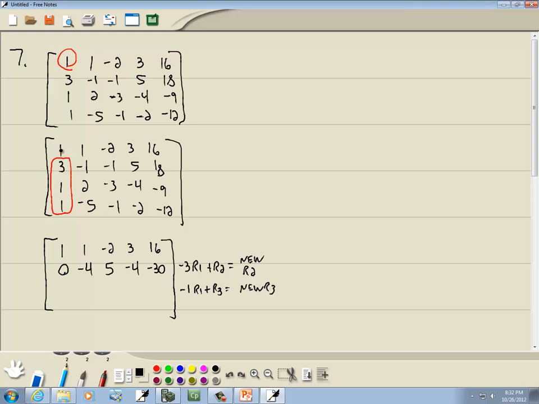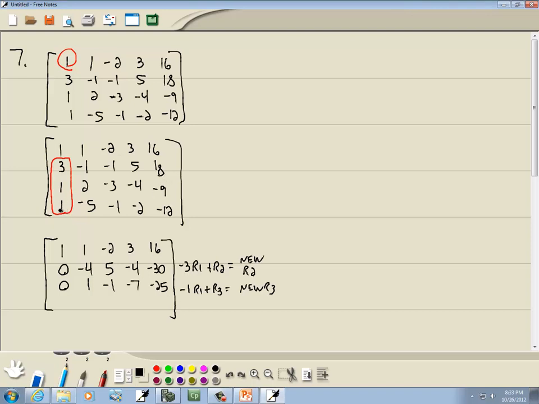Negative 1 times 1 is negative 1, plus 1 is 0. Negative 1 times 1 is negative 1, and 2 gives us 1. Negative 1 times negative 2 is 2, minus 3 is negative 1. Negative 1 times 3 is negative 3, negative 4 is negative 7. Negative 1 times 16 is negative 16, negative 9 is negative 25. Let me check. 0, 1, negative 1, negative 7, negative 25. Okay, that looks right.